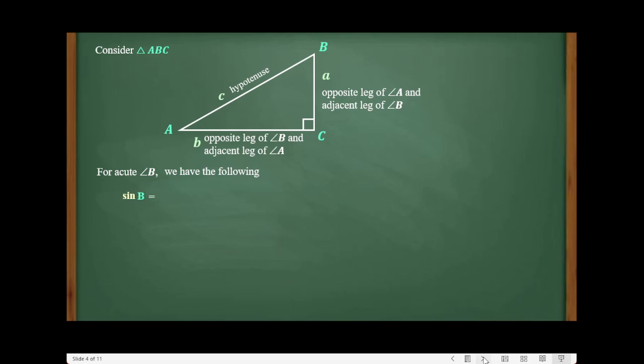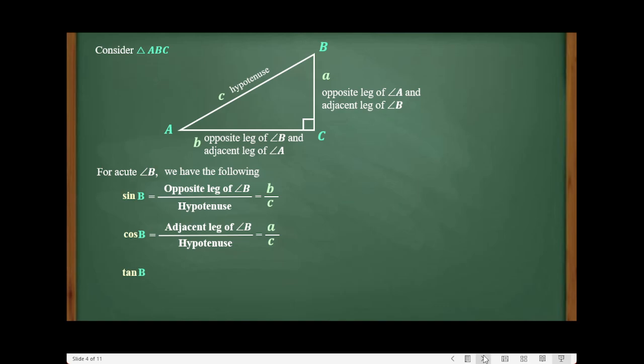Sine of B is the opposite leg over hypotenuse, and that is B over C. Cosine of B is what? Adjacent leg over hypotenuse, and that is A over C. Tangent of B is defined as opposite leg over adjacent leg, and that is B over A. Now for the next three, those are simply the reciprocals of these first three.